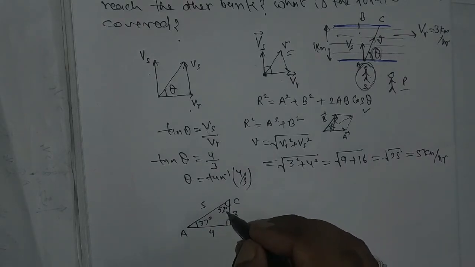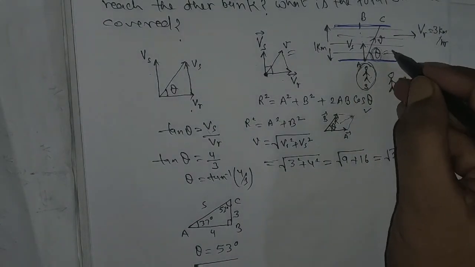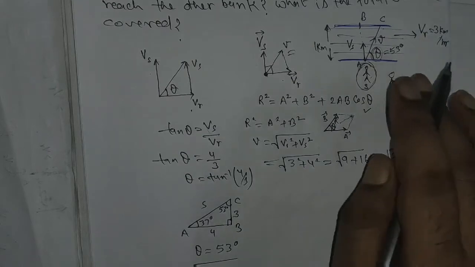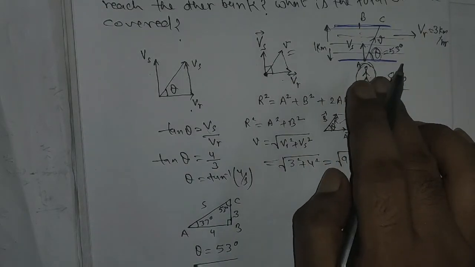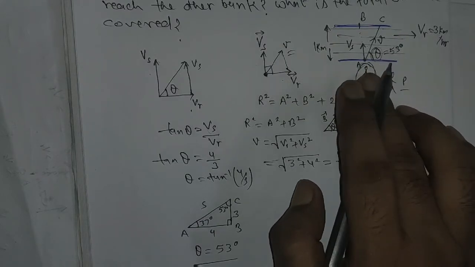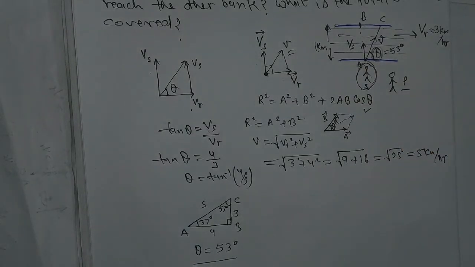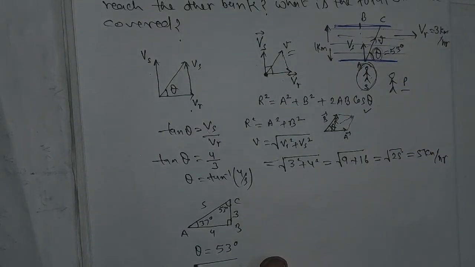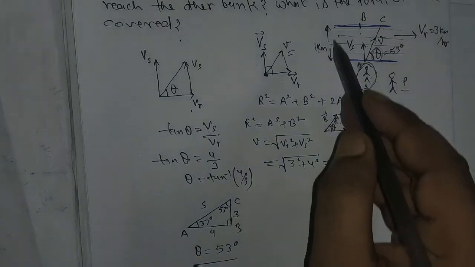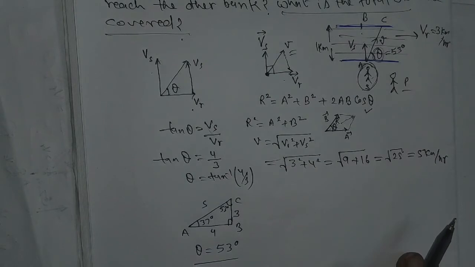So students, what will be the value of tan 53? See here, perpendicular upon base means 4 by 3, so the angle is equal to 53 degrees. So the swimmer will move at a 53 degree angle with the ground frame of reference, or with the bank of the river. Okay, now next, what the question is asking, what is the total distance covered? Now I am going to solve this part.